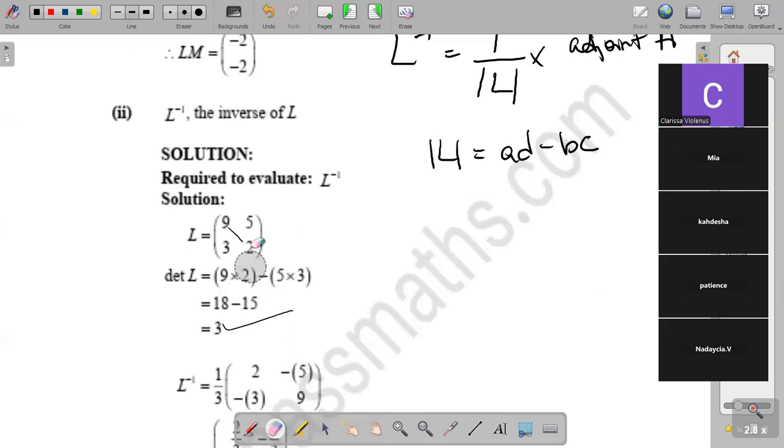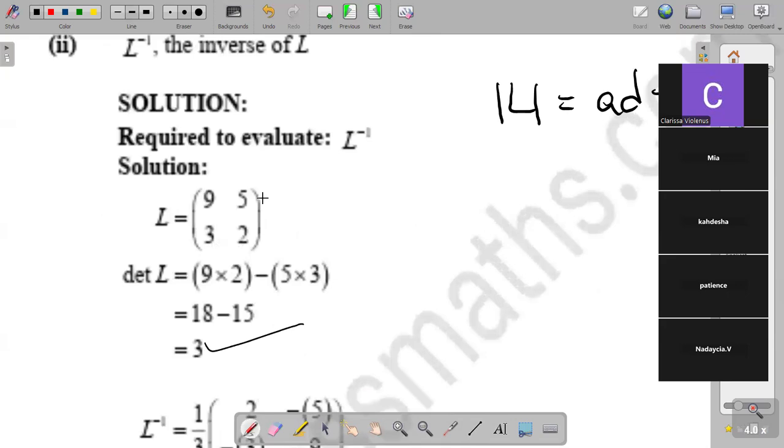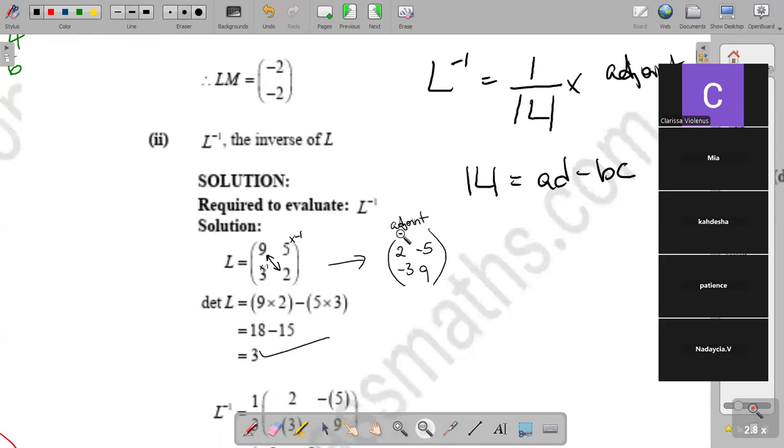And now, how do we find the adjoint? The adjoint is 2 steps, right? You switch A and D, and you multiply B and C by -1. So this time -1 and this time -1. So what is our adjoint? Our 2 is going to be up here, 9 is going to be down here. This was positive, so it's going to be -5. This was also positive, so it's going to be -3. Everybody remember this now? If you didn't remember it, lock it in. Switch the A and D, multiply B and C by -1.